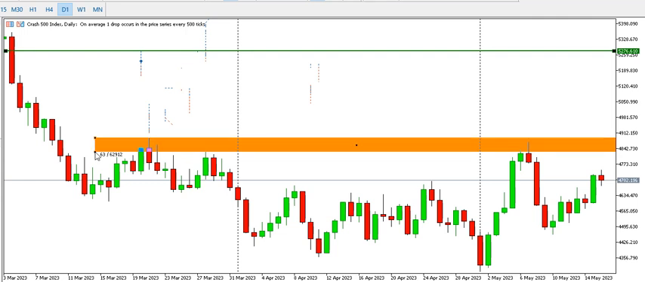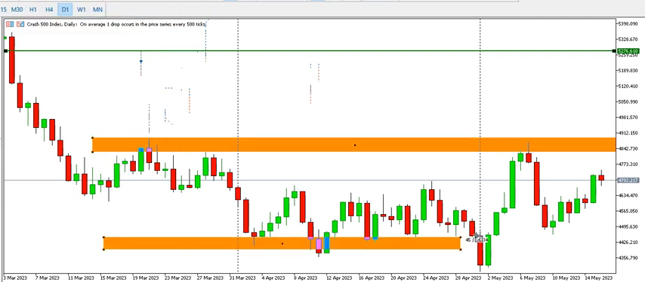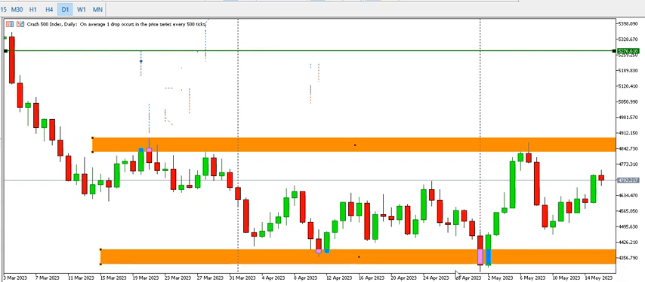It's our range top around here, and this is the range bottom around here. So Crash 500 has been ranging. You might want to trade the range, if you are a range trader.